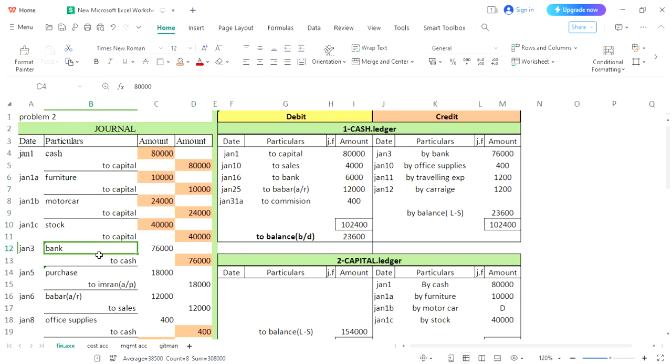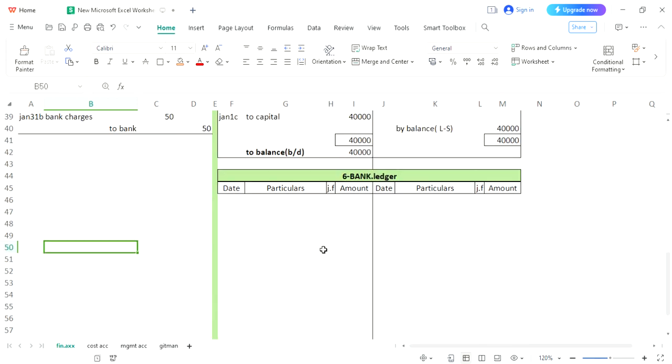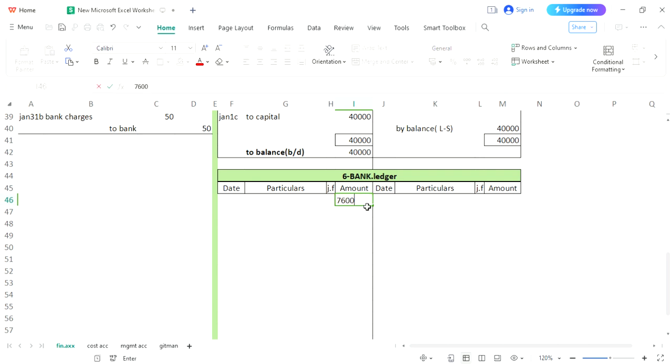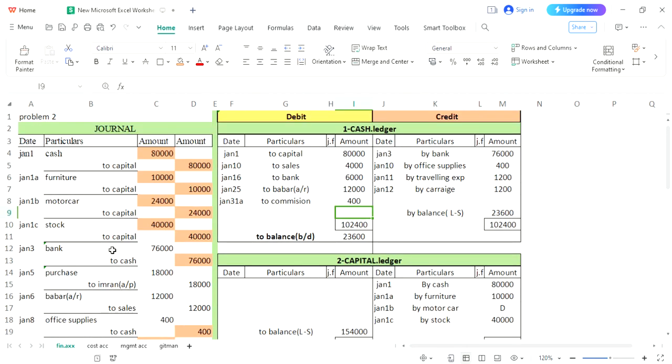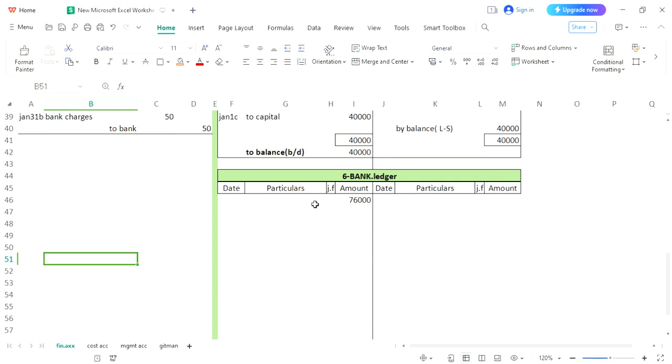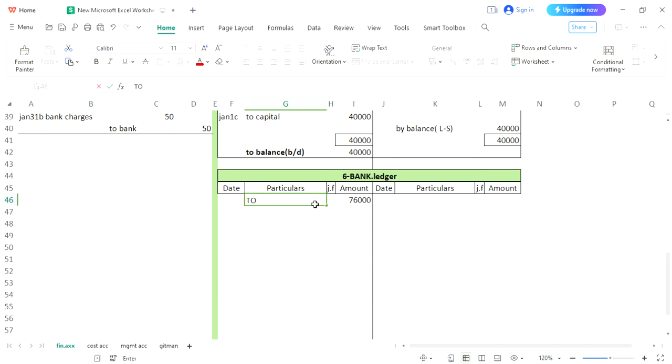Here your first entry arrived, bank is debited by 76,000. Go to the bank ledger and write down 76,000 on debit side. Now it's time to see its reference. First bank you have posted on debit side. What is written on the opposite side? It's to cash. Go back and write down to cash over here as a reference. Reference is completed. Debit side 76,000.